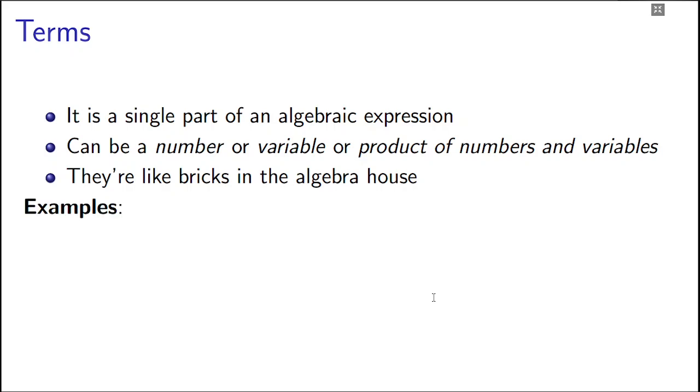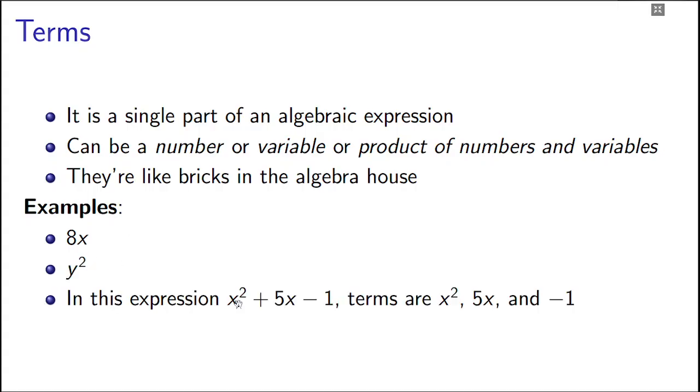Now let's look at an example. You have 8x. Right? So you have 8 multiplied by x sitting there all alone. That's a term. And you have y squared. Within this expression, the terms are simply x squared, 5x, and a negative 1.